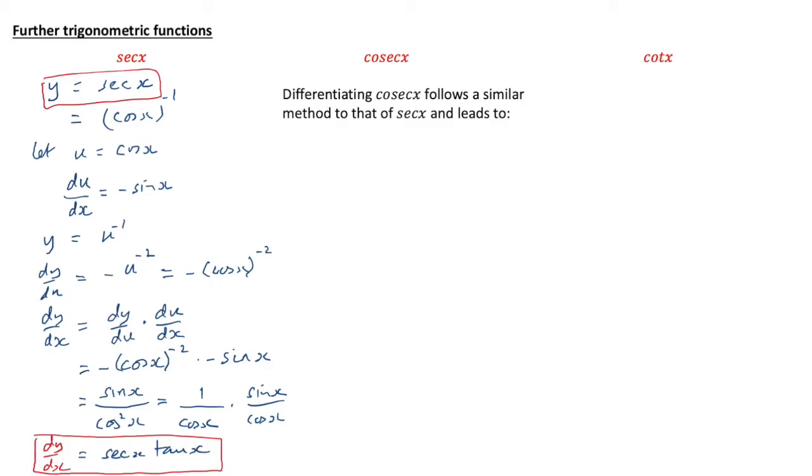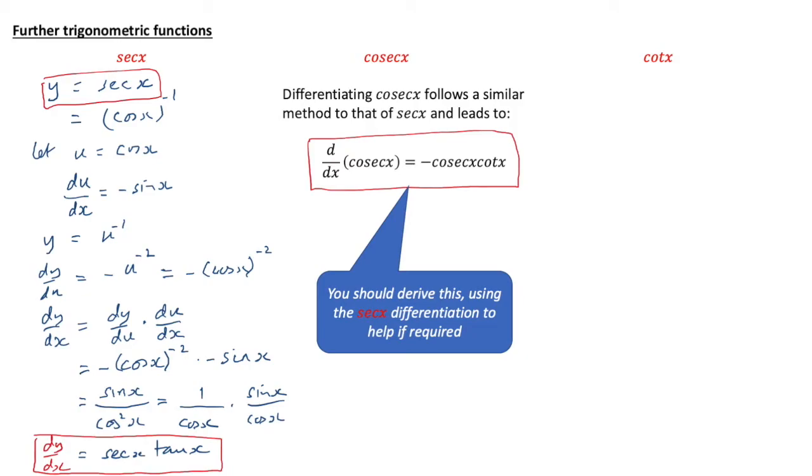and that leads to d by dx of cosec x gives us minus cosec x times cot x, and you can see that's a sort of similar result to the one for sec x, but it's negative, and sec has become cosec and tan has become cot, which is sort of not that unexpected. So there's the result, and you ought to have a go at deriving this yourself, and you can use the sec x differentiation on the left to help you if you need to work out the steps, but that's a good exercise to have a go at.